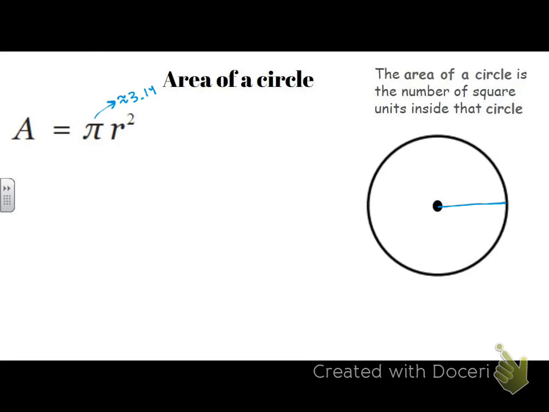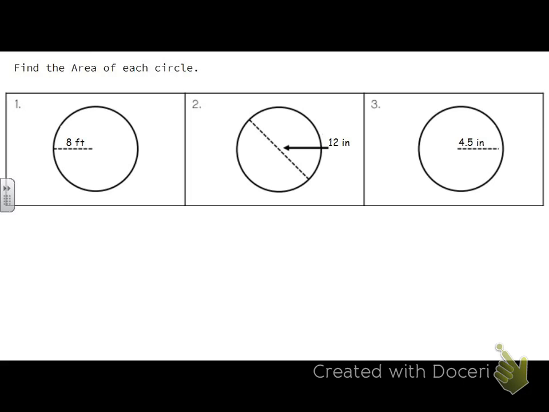And then A just stands for area. So again, let's look at a few examples here. So number 1, I'm just going to start by writing my formula. We're going to find the area of each circle. So area equals pi r squared. And I'm going to plug in what I know.